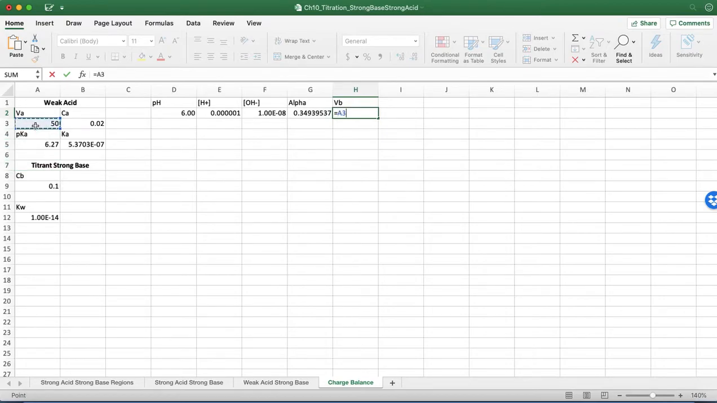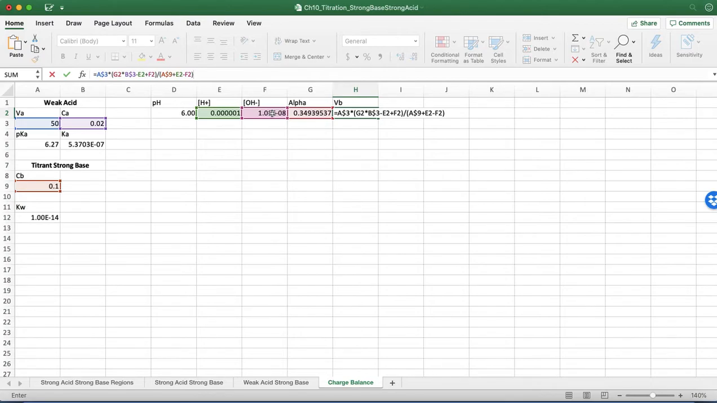So VA should be here, and I'm going to keep that at VA times alpha right here times CA. I'm going to put a dollar sign, and then minus H plus, OH minus, parentheses. Now divide by parentheses CB, the dollar sign, plus H plus minus OH minus, close parentheses. And that should equal VB in milliliters, right?